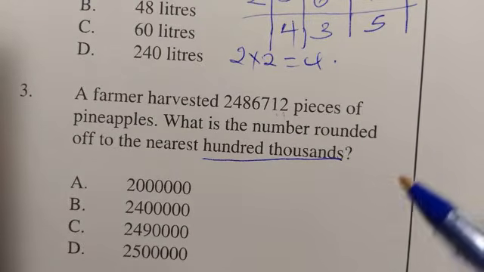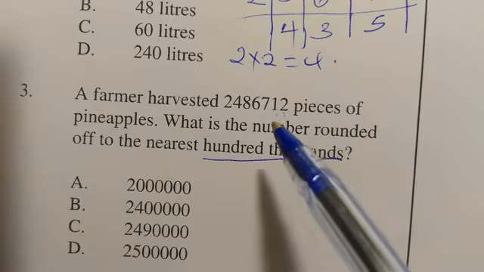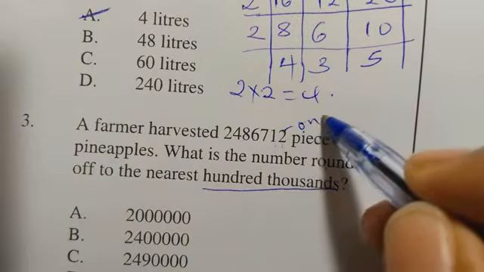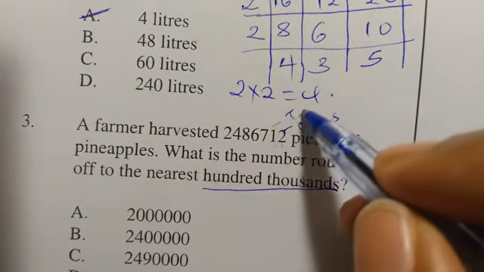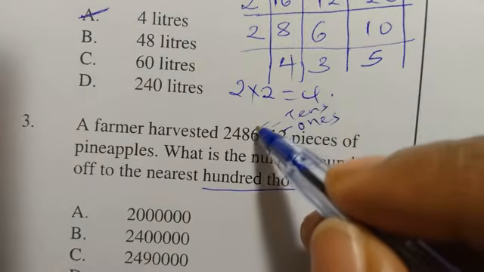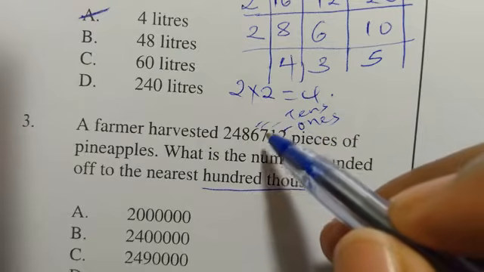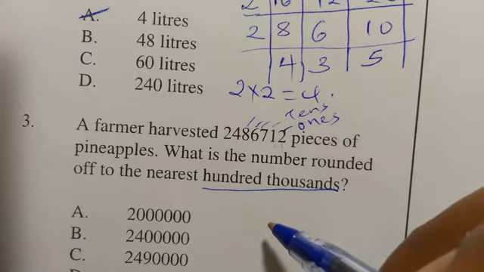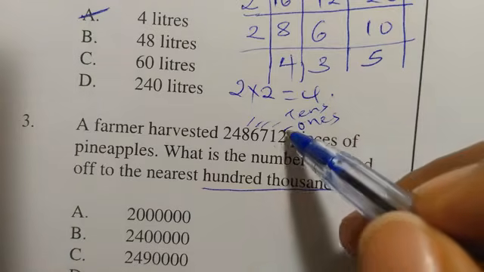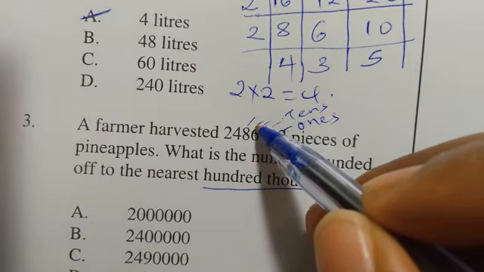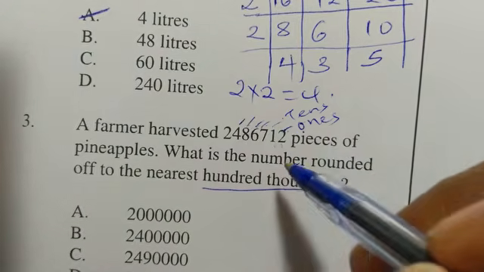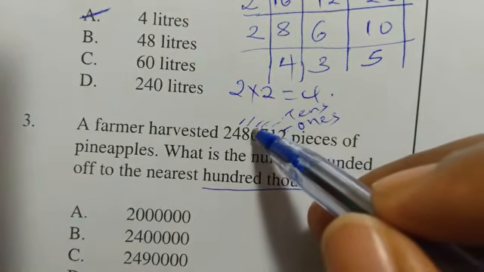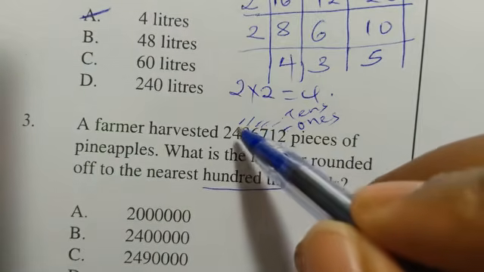So we need to know the place value of each digit in the number. This is supposed to be ones. We have tens, hundreds, thousands, tens of thousands, hundreds of thousands. So ones, tens, hundreds, thousands, tens of thousands, hundreds of thousands.